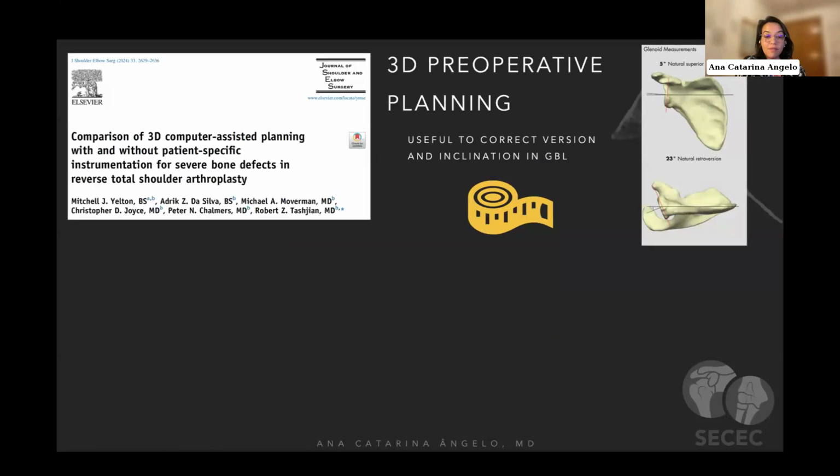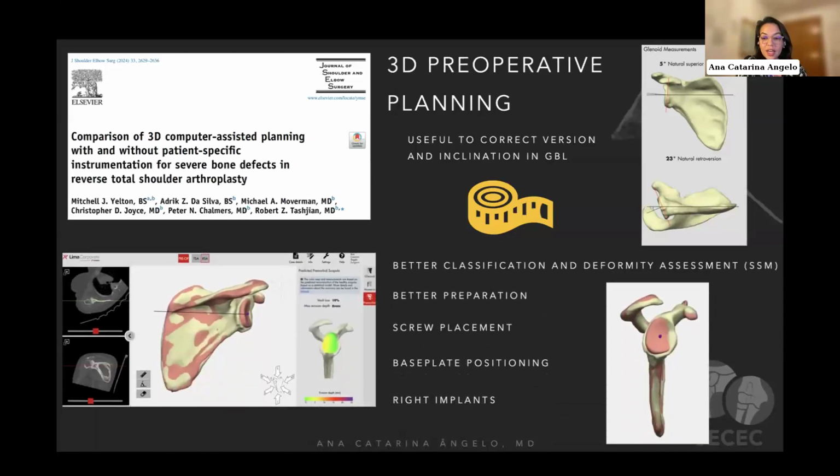Usually these softwares are very, very useful, and their usefulness is proven in the literature to correct the version, in these cases of posterior or anterior glenoid bone loss, or even superior glenoid bone loss in cuff arthropathy cases, and the inclination. So they give you already the measurements, and they can help you to bring your reverse to a more natural state. They can also help you classify the deformity and compare it with what a normal glenoid would be. And this is obtained through these statistical shape models that almost every software brings.